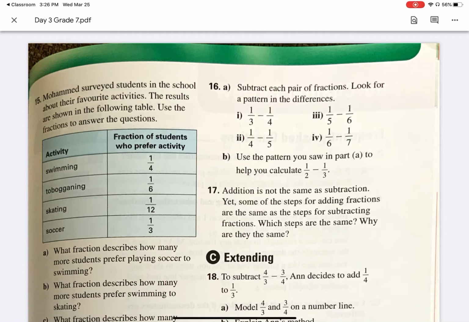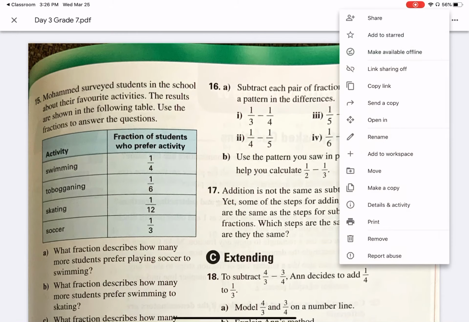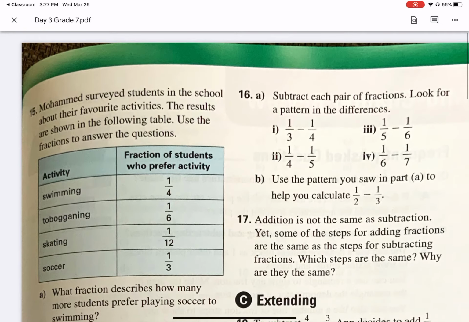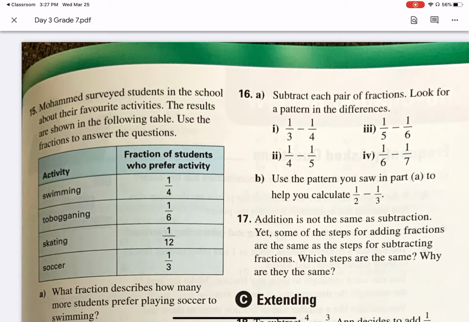It's taking a while, we're just waiting, right? So with that page, let me see, how can I annotate? Never mind. Let's check out the questions here. So when I have subtraction, really what you're going to do is look for the common denominator and do your subtraction as usual. So if we have 1 over 3 minus 1 over 4.